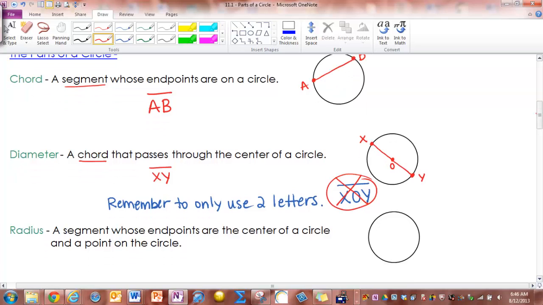My next part of our circle is called a radius. Now, radius is not a chord, it's just going to be a segment whose endpoints are the center of a circle and a point on the circle. So I'm going to start with my center of my circle, we'll call that O again. And then I have a point that's on my circle, let's call that C. And I connect the center to the point on that circle, and that's called a radius. So in this case, my radius is segment OC.